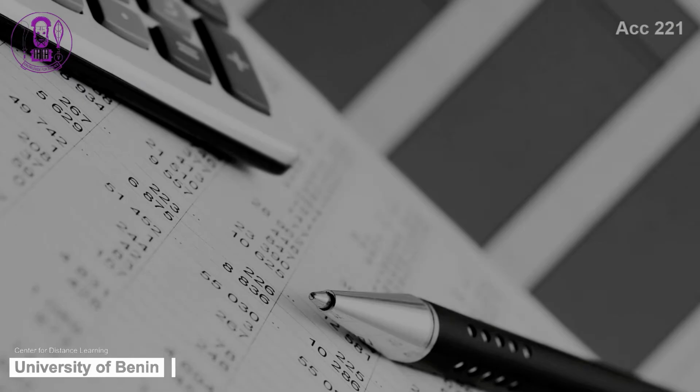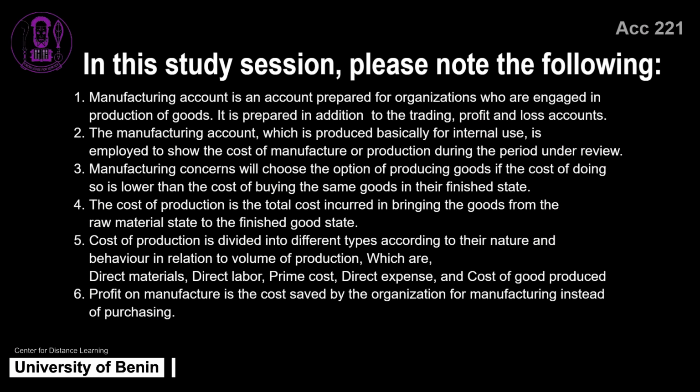In this study session, please note the following. 1. Manufacturing account is an account prepared for organizations that are engaged in the production of goods. It is prepared in addition to the trading, profit, and loss accounts. 2. The manufacturing account, which is produced basically for internal use, is employed to show the cost of manufacture or production during the period under review.